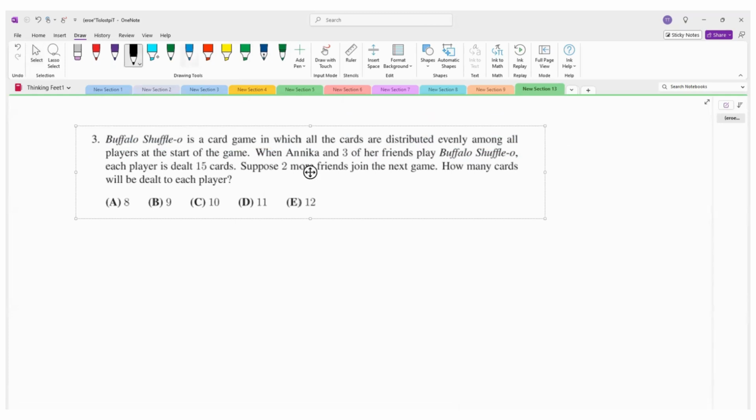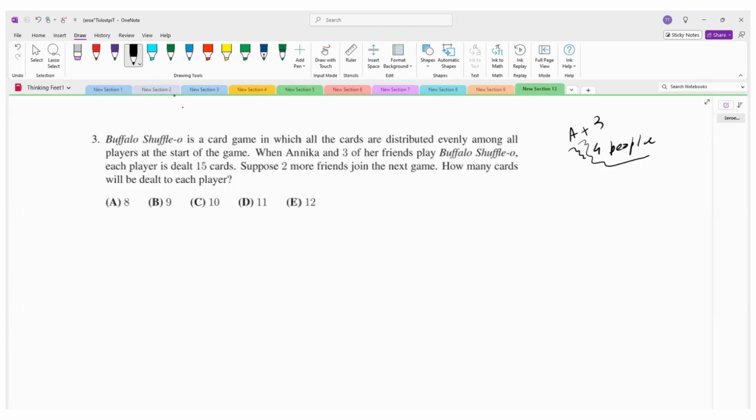Whatever that is, Buffalo something something is a card game in which all the cards are distributed evenly among all players at the start of the game. When Annika and 3 of her friends, so that's a total of 4 people, right? Annika and 3. And again, in an actual test, I won't be writing all of this stuff. I'll be doing a lot of it very quickly. So Annika and 3 of her friends play that game. Each player is dealt 15 cards, so a total of 60 cards.